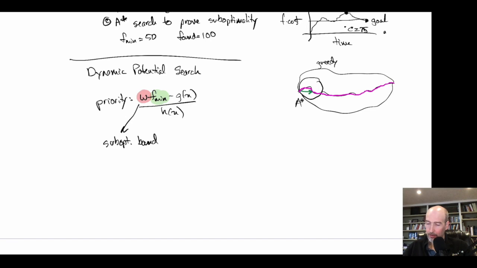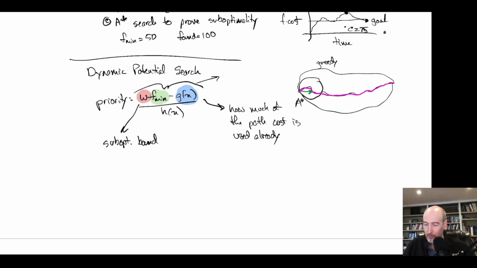The next piece that we see here as part of this is G of n. And so what G of n basically is saying is, this is how much have we used of our suboptimality. How much of the path cost is used already. And so when we subtract these two overall, we have the absolute value of how much suboptimality we can use in the remaining portion of the path to find the path to the goal. So looking at this whole thing, this is the remaining suboptimality.